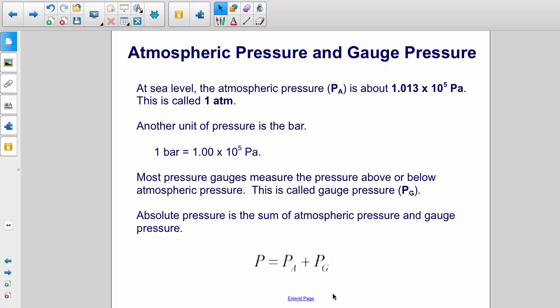Absolute pressure is the sum of the atmospheric pressure and the gauge pressure, the total pressure on an object. We write this as P equals P sub A plus P sub G, the sum of atmospheric and gauge pressures.